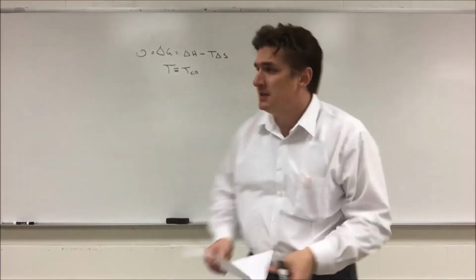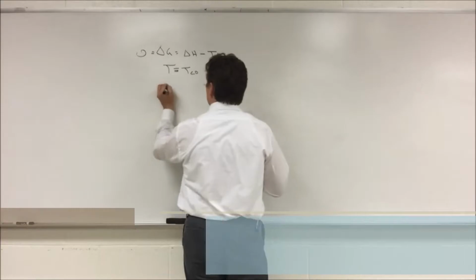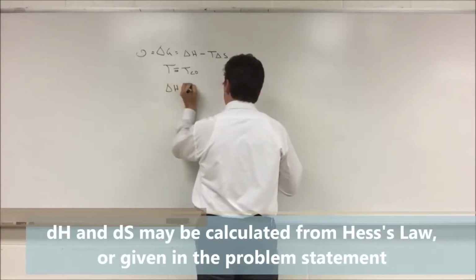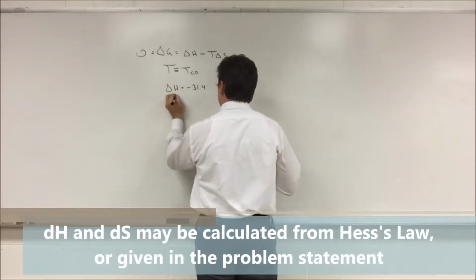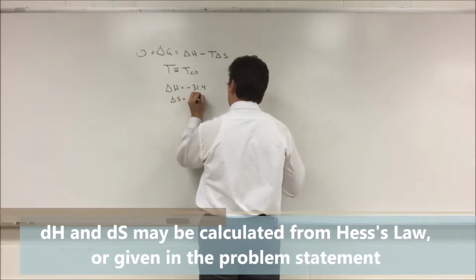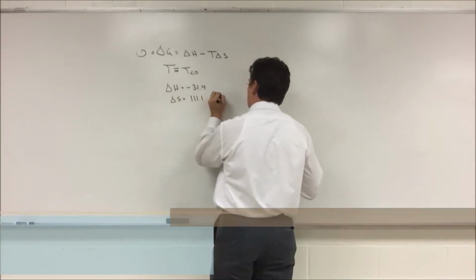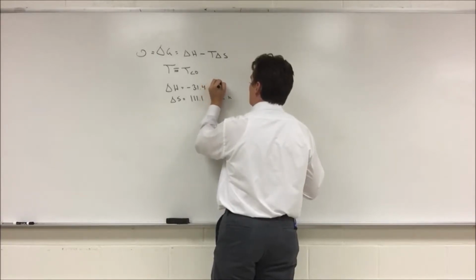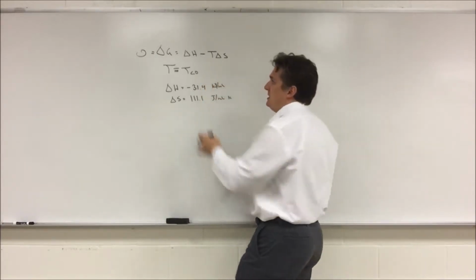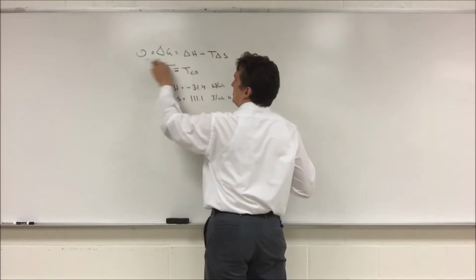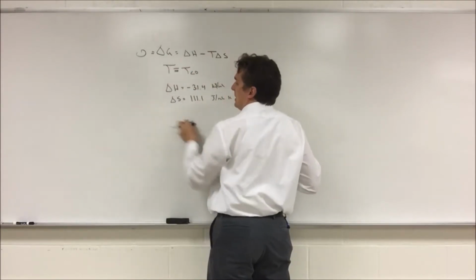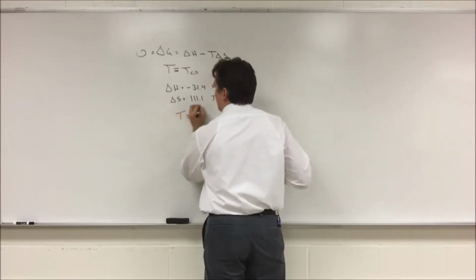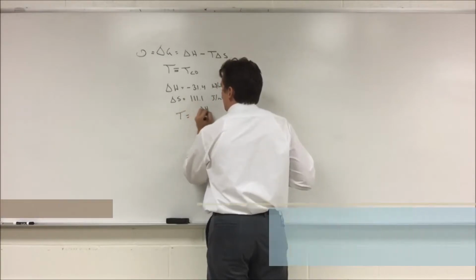Let's say you're given the example delta H equals minus 31.4 kilojoules per mole, and delta S equals 111.1 joules per mole Kelvin. Now, to solve for T, we've got these equal to 0, so we're just going to pull the T delta S over, divide by delta S, and we get T equals delta H over delta S.